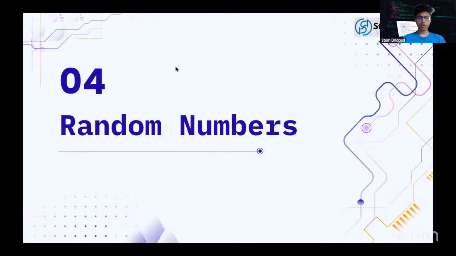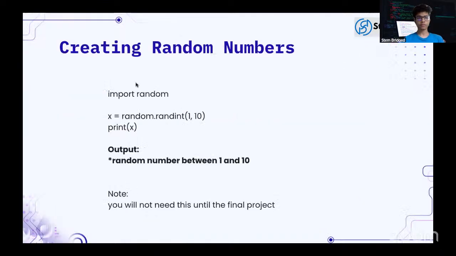Let's talk about random numbers. To use random numbers, you have to import what we call a library. It's just like a bunch of code that someone else wrote, and you can use it in your own program. So you're going to use import random, and then random.randint.